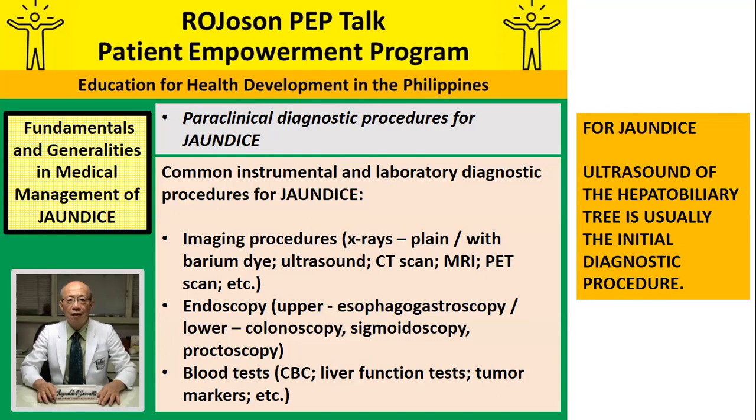For jaundice, ultrasound of the hepatobiliary tree is usually the initial diagnostic procedure. It's the most cost-effective, not the blood test. The blood test will just show you elevated bilirubin levels, and it will not be able to tell you specifically the cause. The ultrasound can give you more information than the blood test.